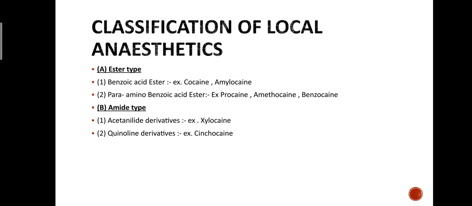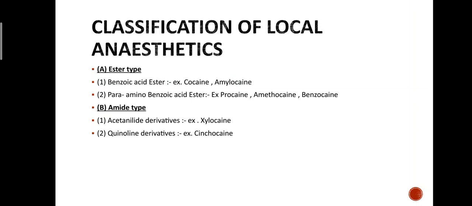Classification of local anesthetics. Local anesthetics are generally classified into two main types: ester type and amide type. In ester type there are also two subtypes, benzoic acid ester and para amino benzoic acid ester. In benzoic acid ester, examples are cocaine and amylocaine, and in para amino benzoic acid ester, examples are procaine, amethocaine, benzocaine, etc.